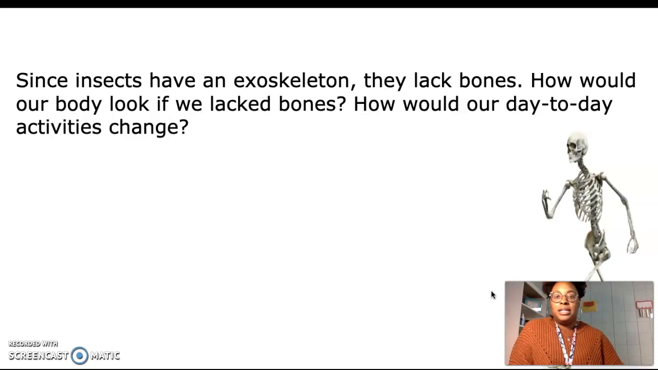All right, since insects have an exoskeleton and they don't have bones, how would our body be if we didn't have bones? And how would your day-to-day activities change? And so just think about that, and maybe we'll do a discussion on it later.